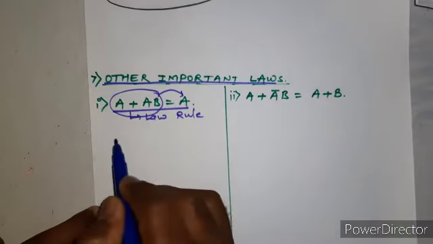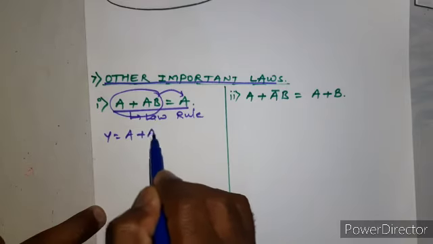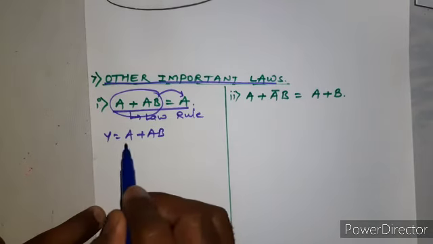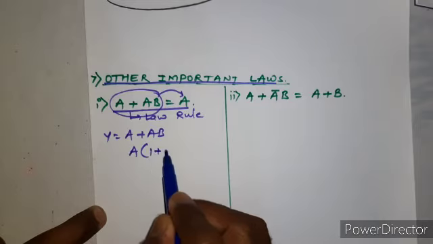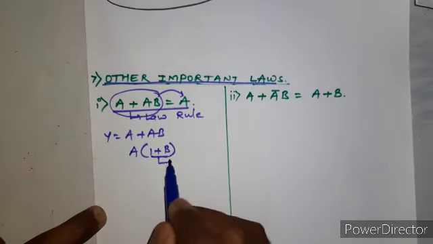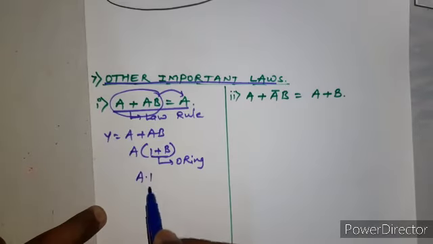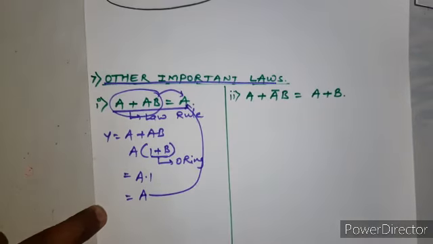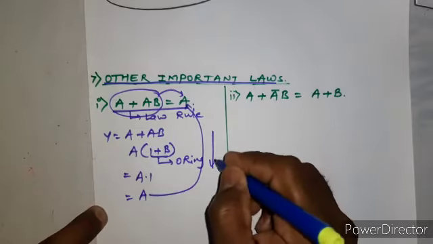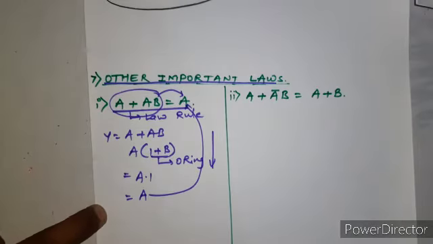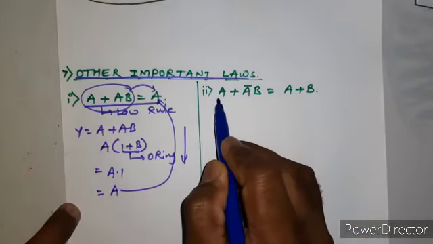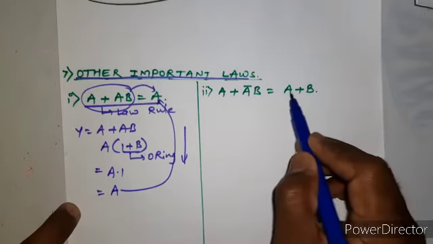We can even prove it. So Y equal to A plus AB. Taking A common, I have A times 1 plus B. Considering ORing laws, 1 plus anything is 1. So I have A dot 1, which is equal to A. So this is what it is. Anytime you can either directly solve this or just remember this. So this is one. Another is A plus A bar B equal to A plus B.